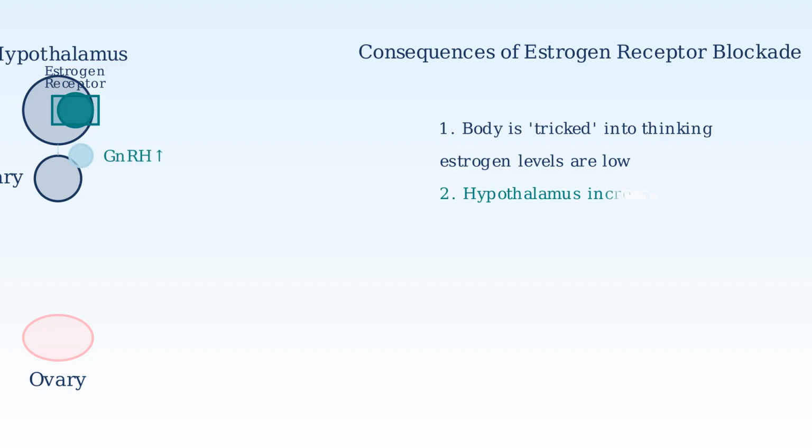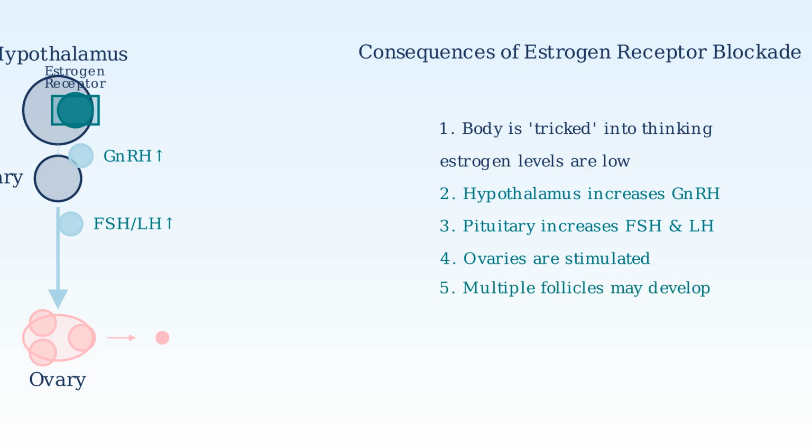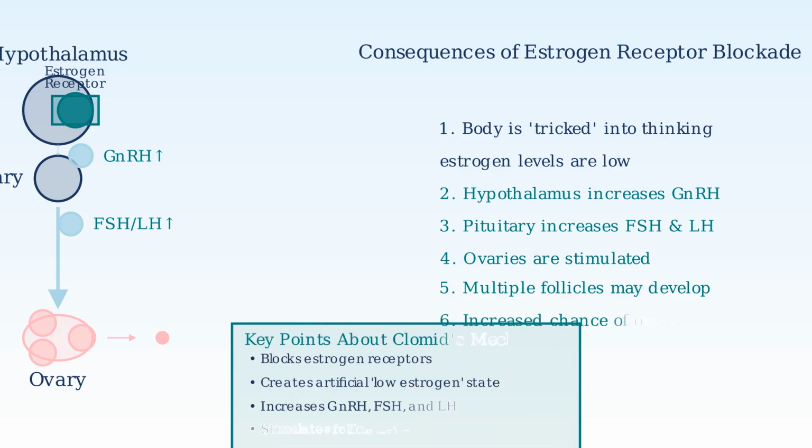Without the normal negative feedback from estrogen, the hypothalamus increases GnRH production. This increased GnRH causes the pituitary to release more FSH and LH than it normally would. The higher levels of FSH and LH stimulate the ovaries to develop multiple follicles simultaneously. This follicle development significantly increases the chance of successful ovulation, even in women who weren't ovulating regularly. To summarize, Clomid's key mechanism is blocking estrogen receptors, which leads to increased hormone production and ultimately stimulates ovulation.